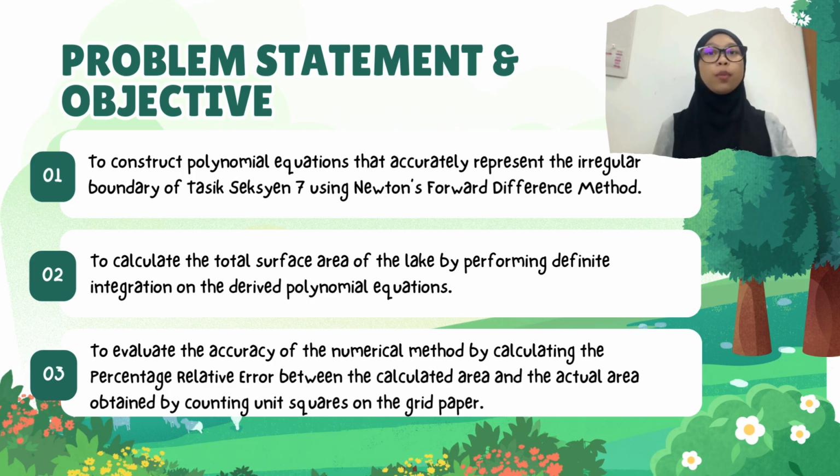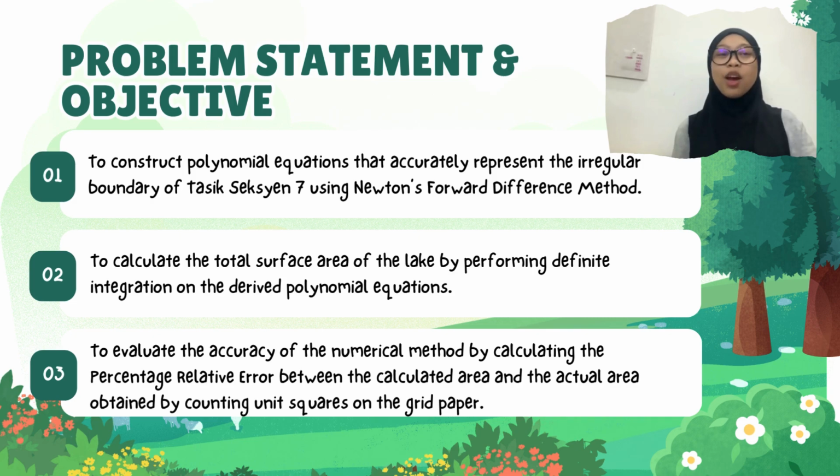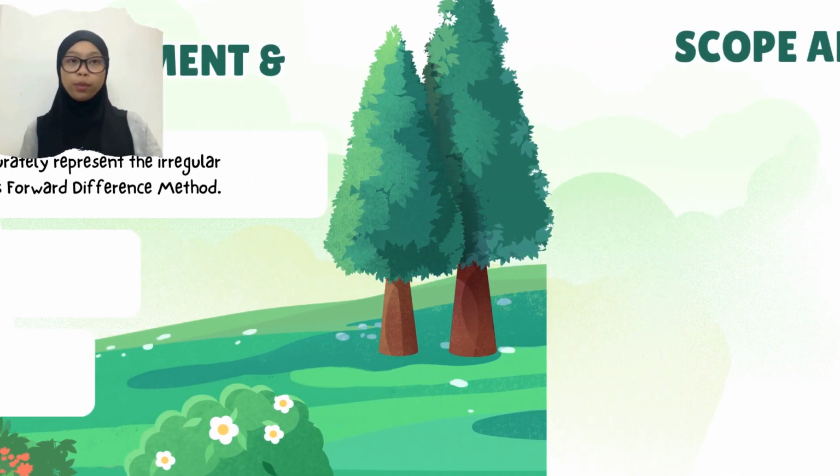So, to solve this, our project was guided by three main objectives. First, we aim to construct polynomial equations that accurately trace the lake's boundary based on specific coordinate points. Second, we utilize definite integration on this derived equation to mathematically calculate the total surface area enclosed by the shoreline. The third one, we sought to validate our numerical model. We did this by comparing our calculated results against the graphical method, which is manually counting unit squares on grid paper to quantify the accuracy of our approach.